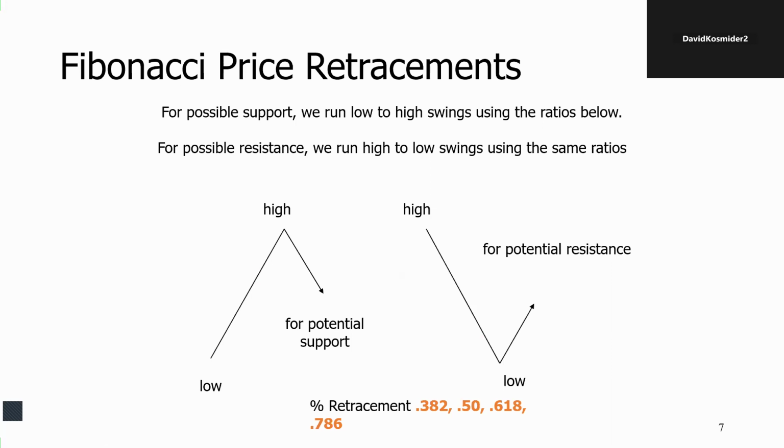So for retracements, basically what we're doing is we're measuring a prior low to high and then using the retracement ratios to look for potential support. And if you're going the other way, high to low, you're using the same ratios to look for potential resistance. So I'm going to go through a couple of examples.